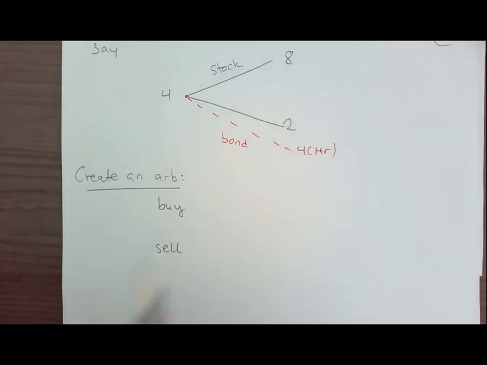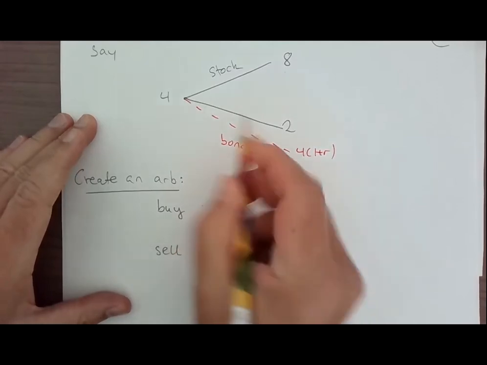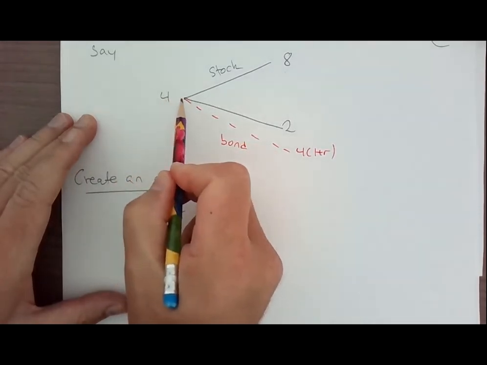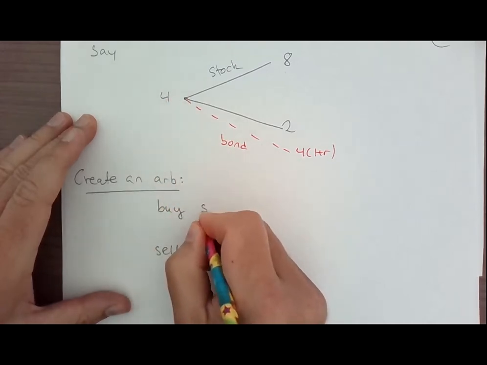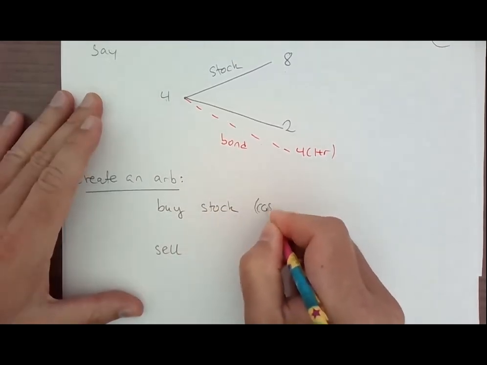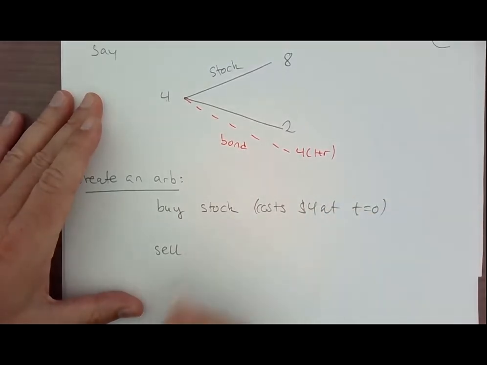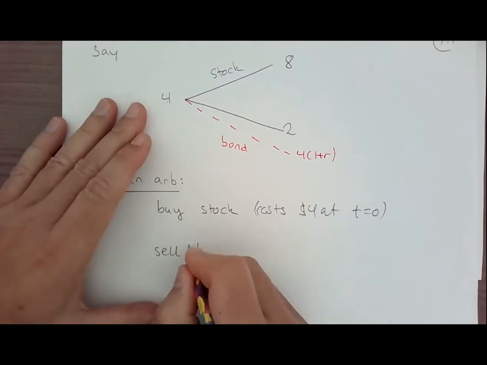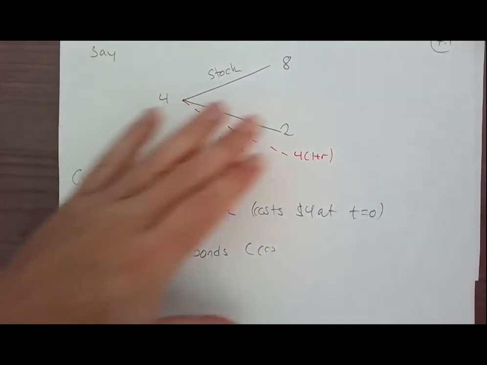So in such an example, would you buy the bond or do you want to buy the stock? Buy stock at 2. Okay, so you buy... No, you buy at 4. Right? Okay, at 4. Okay, and sell at 8. So you buy stock. Okay, so this is going to cost you $4 times 0. And then you're going to sell the bond. You're going to sell 4 of them. You're going to sell 4 bonds. This is going to cost you.